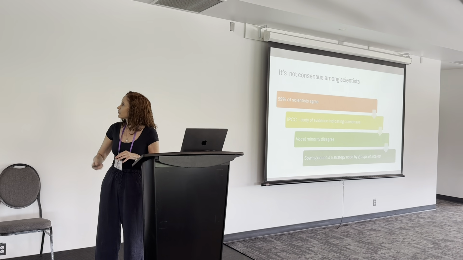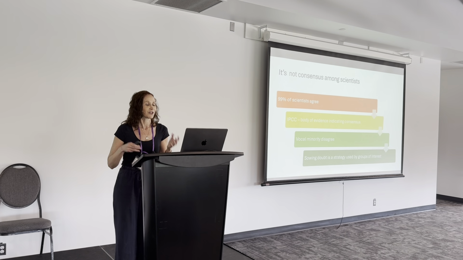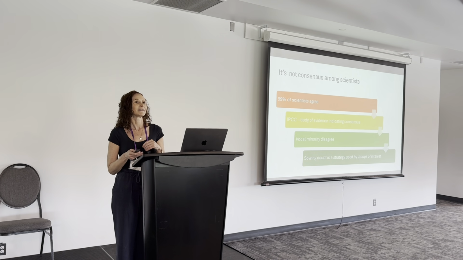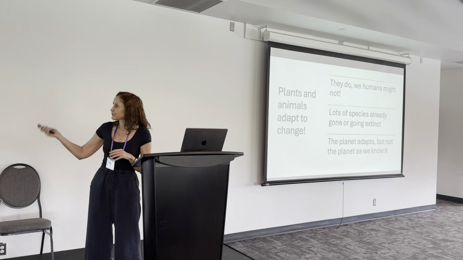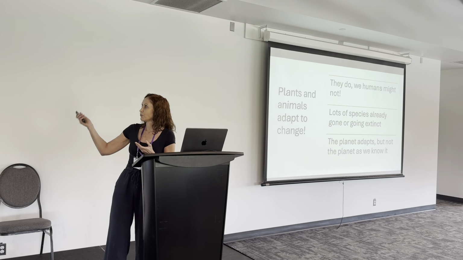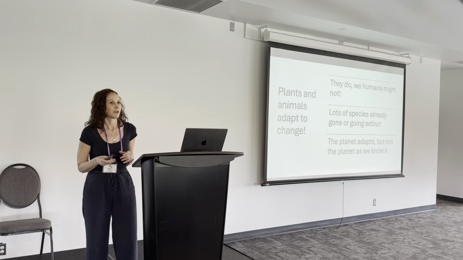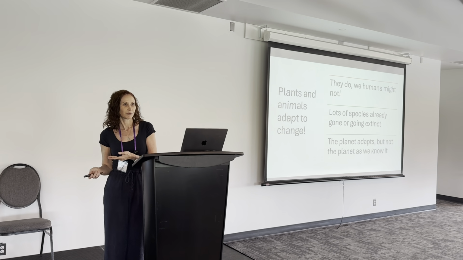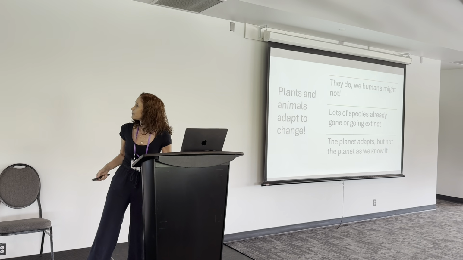So it's not caused by humans, it's not consensus. I explained what a consensus is. I explained there is a very vocal minority of scientists who disagree. And then plants and animals adapt. And they say, okay, but we might not. So the planet is not going to die because of climate change. The planet will adapt. But what about us as a species? How are we going to adapt?